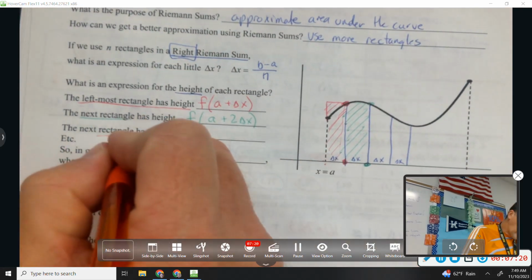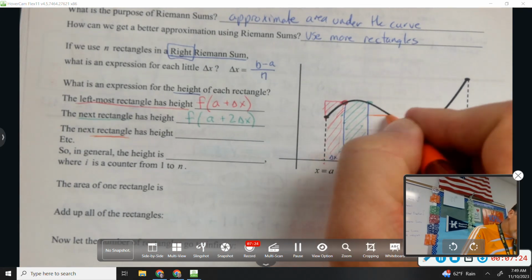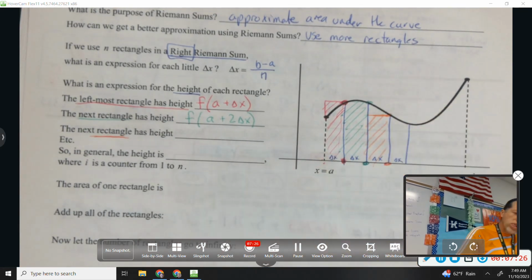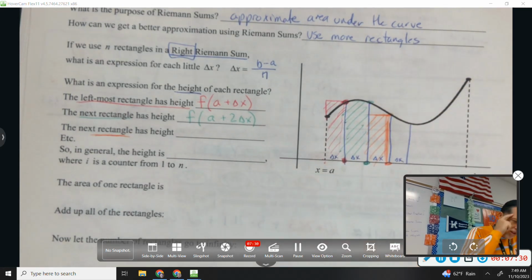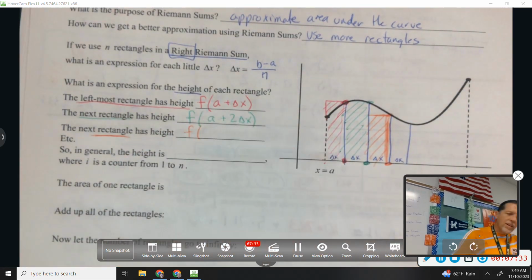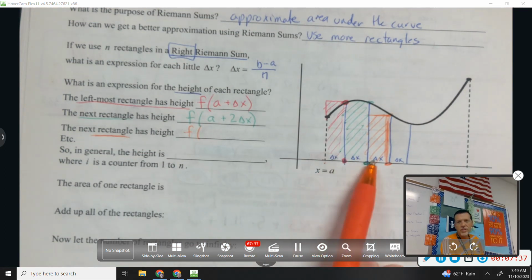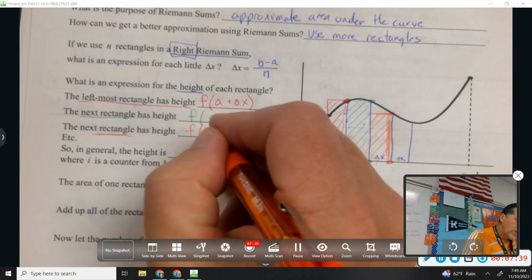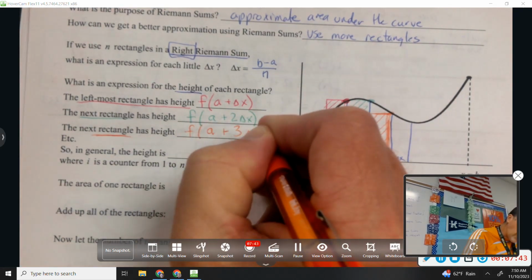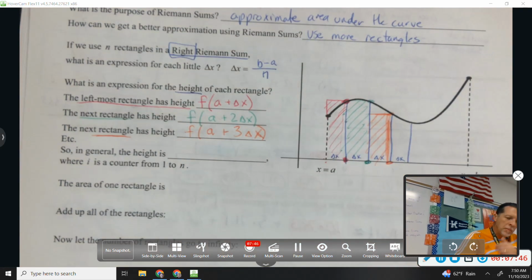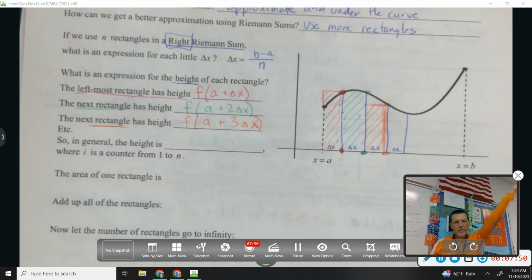And then the next rectangle, so one more over. I want this height. So that's F of, I started at A. I went 3 delta x's over. So evaluate the height. Find F at A plus 3 delta x. And so on.